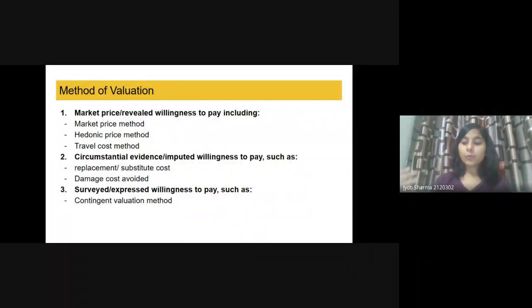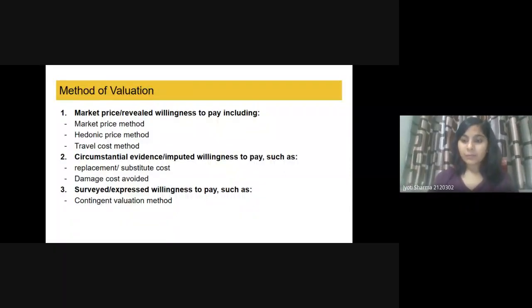What you are willing to pay. This one is the market price method. The second is the hedonic price method. What do you mean by hedonic? Have you heard it before? Hedonic price method, Danish, Kuldeep?